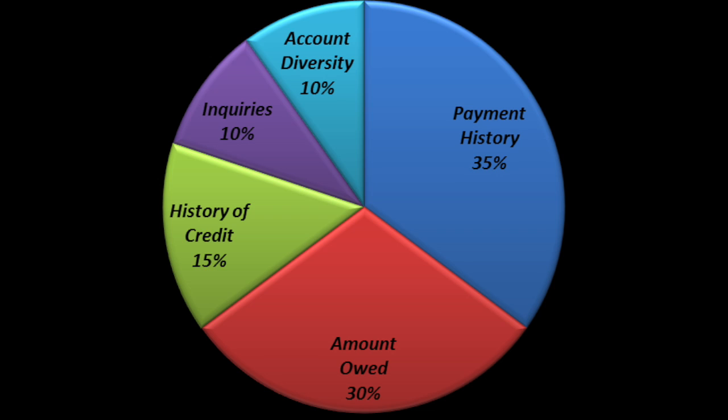And the third area is called history of credit, or commonly referred to as credit history. It's only 15% of what affects your credit. However, in the whole scheme of things, it can have a huge impact.